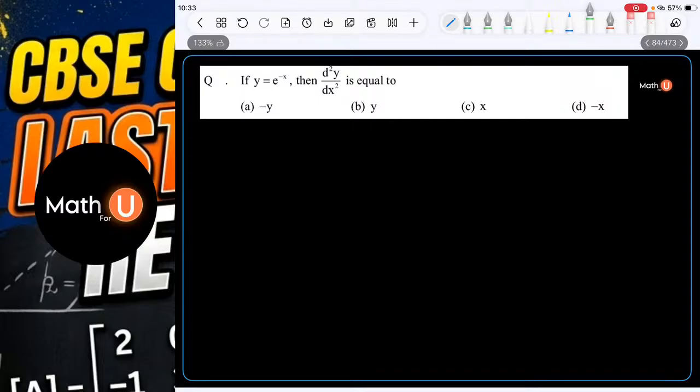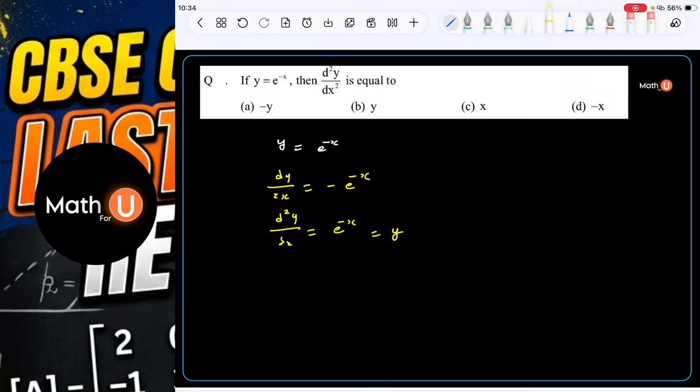Okay, it's fine. Next, y is equal to e raised to power of minus x. This differentiation dy by dx we get minus e raised to power of minus x. Again differentiate this one, we get e raised to power of minus x. This is nothing but y only. Then which option is correct? Option B is the correct answer.